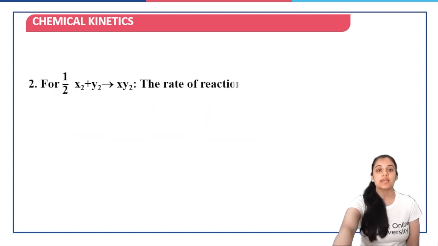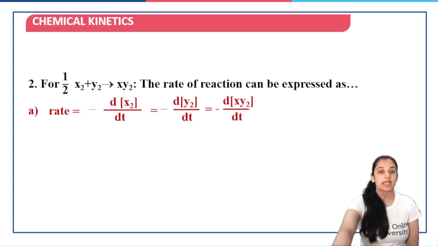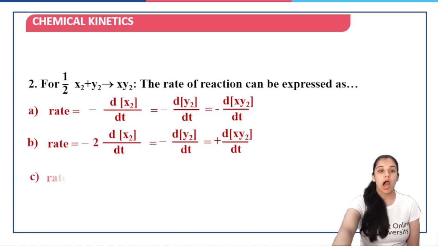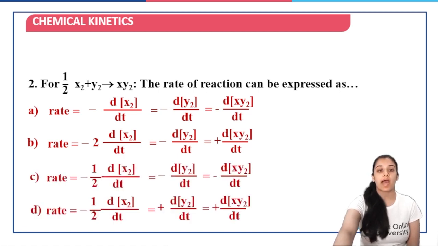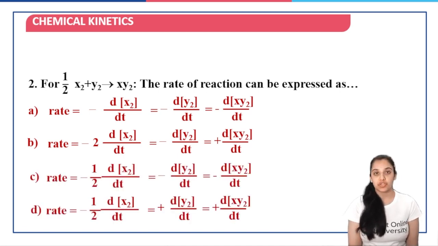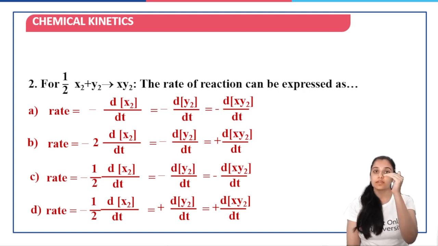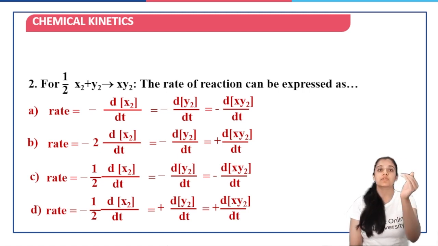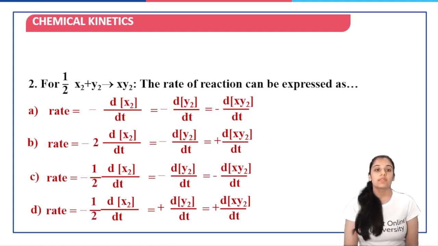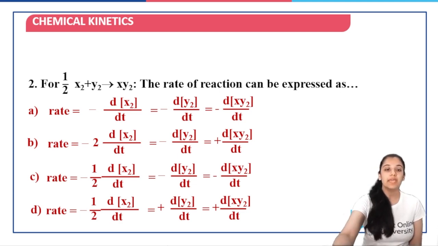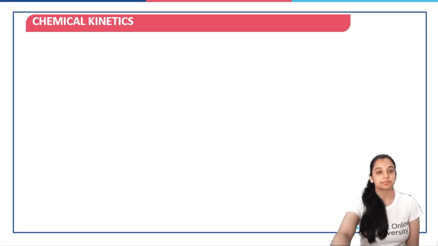Next question is, for half x2 plus y2 giving xy2, the rate can be expressed as. So this half is where you have the coefficient of x2. So since we know that it's concentration divided by the coefficient, so concentration of x divided by 1 by 2. So this time 2 comes in the numerator. So the option B would be the right answer.